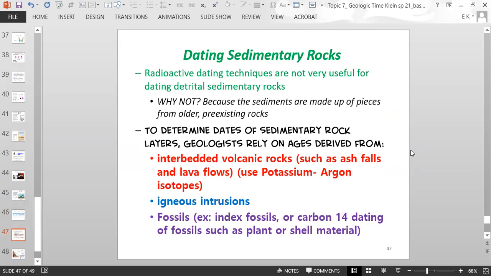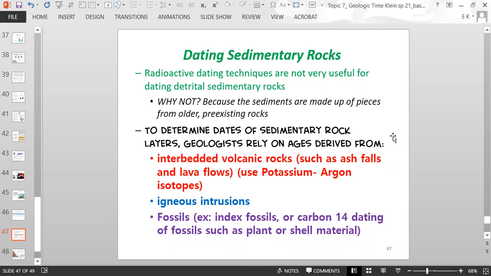So how do we date sedimentary rocks? Radioactive dating techniques are not very useful for dating sedimentary rocks. Why not? Because the sediments are made up of pieces from older pre-existing rocks. So if I were going to take a conglomerate rock and try to determine the age of the conglomerate, all I really would be getting would be the age of the materials that are in the conglomerate. And then I might find that the pebbles are very old, but the conglomerate might be a lot newer.